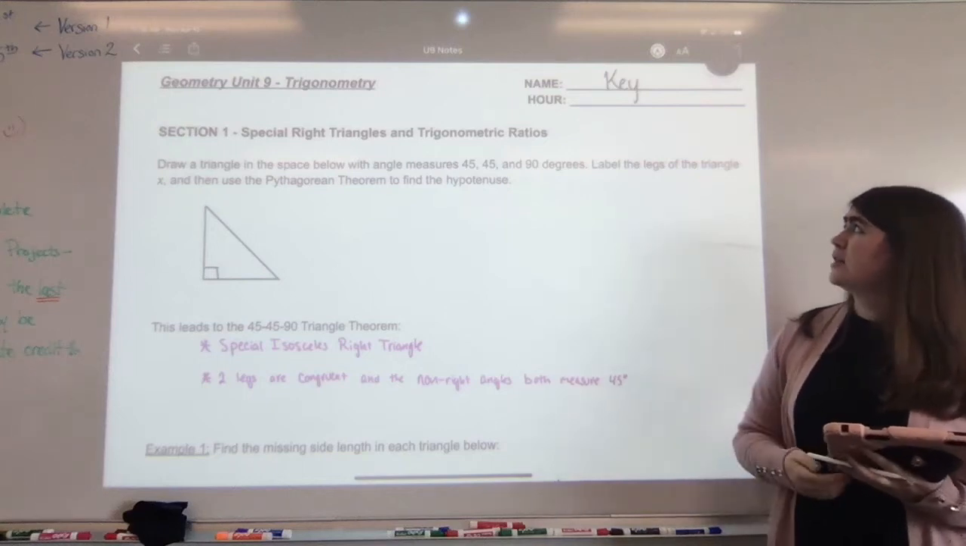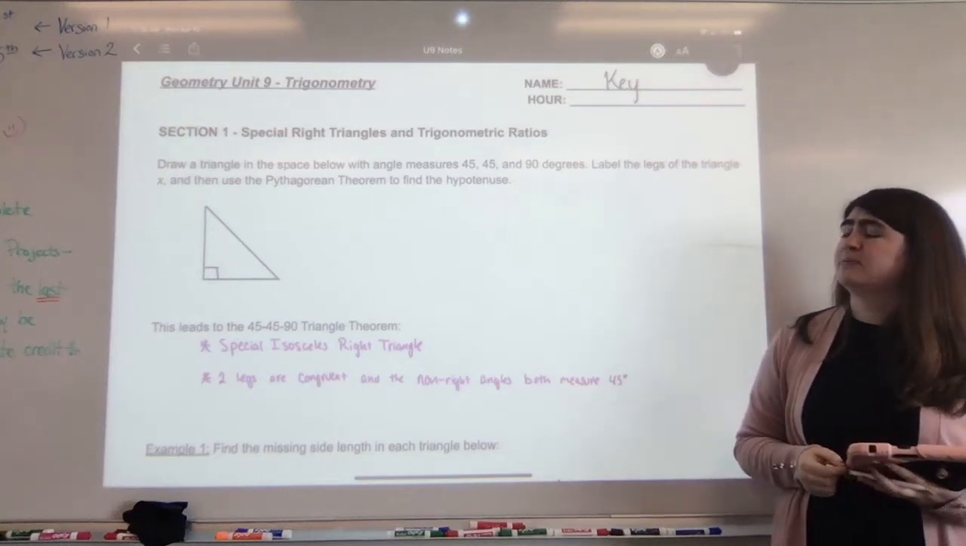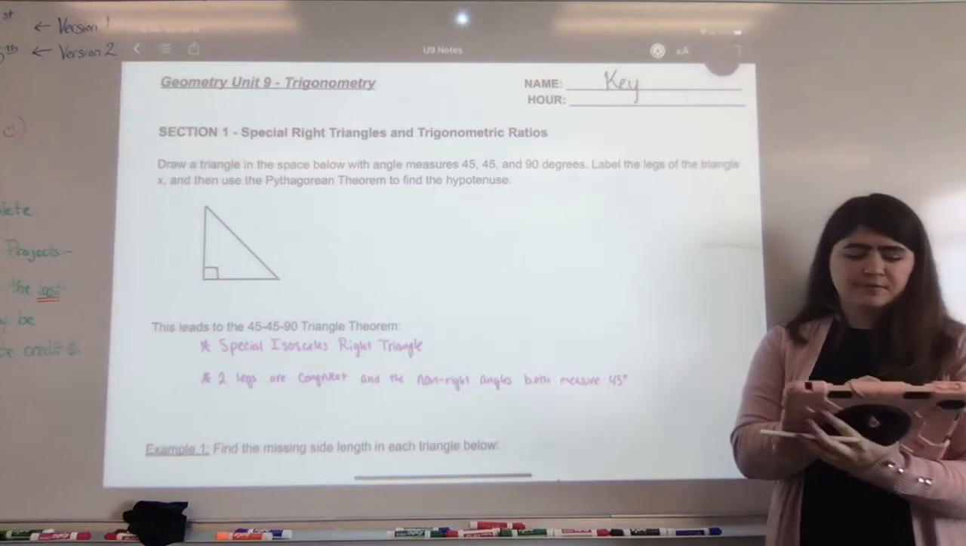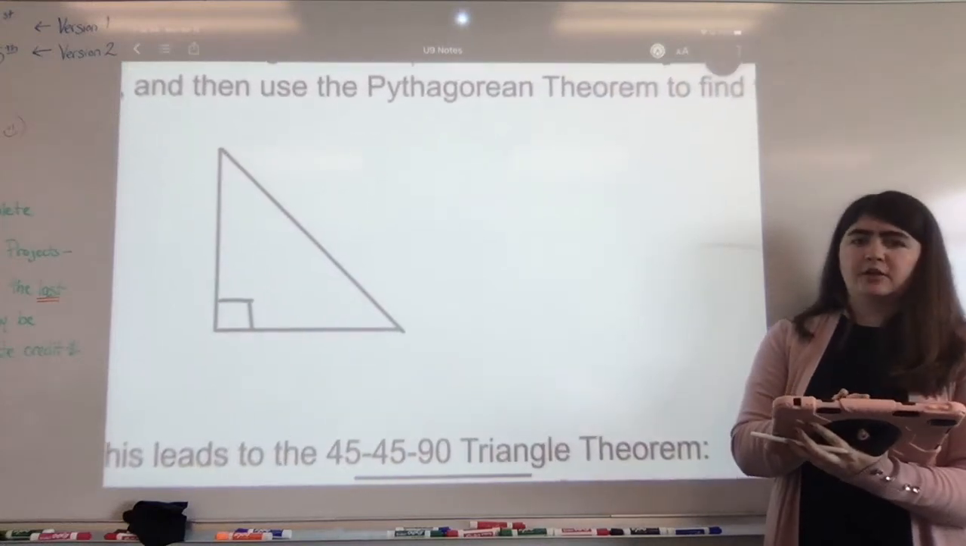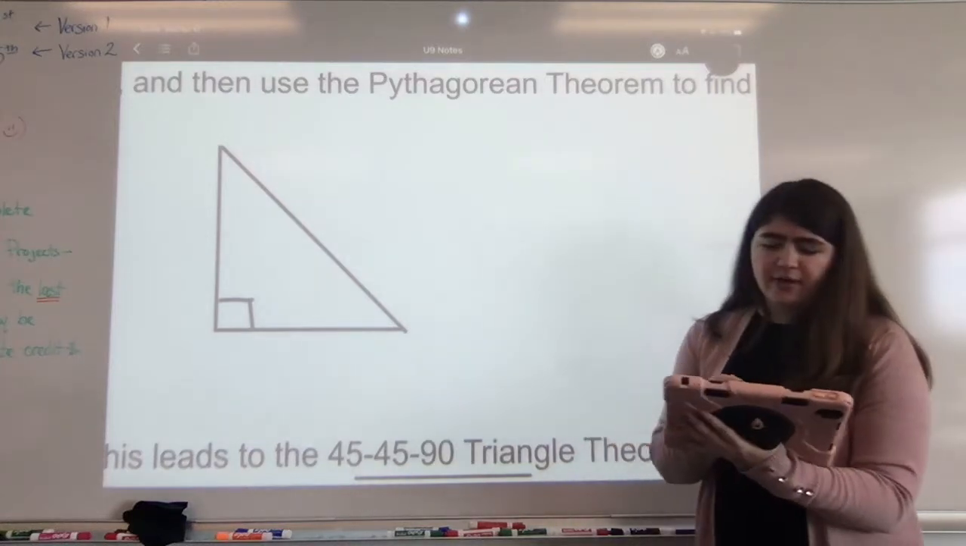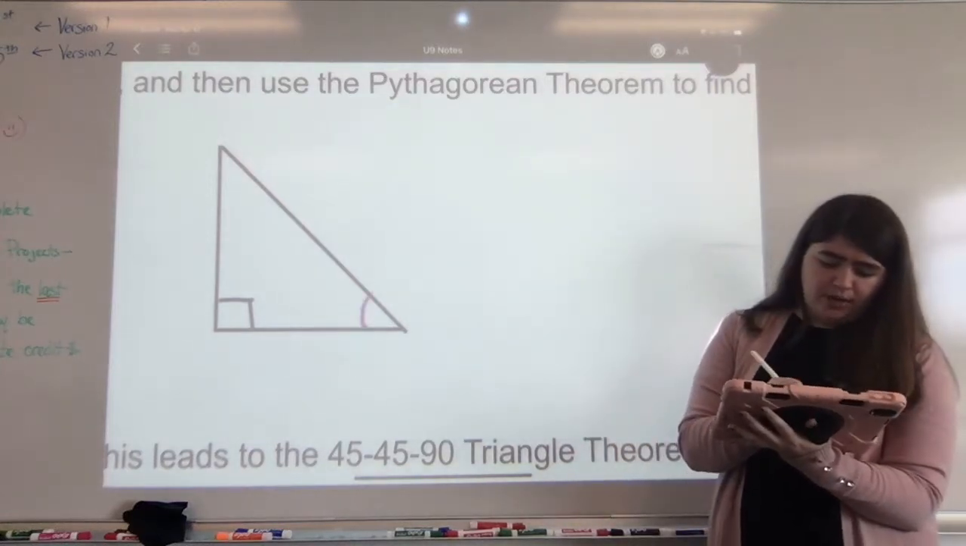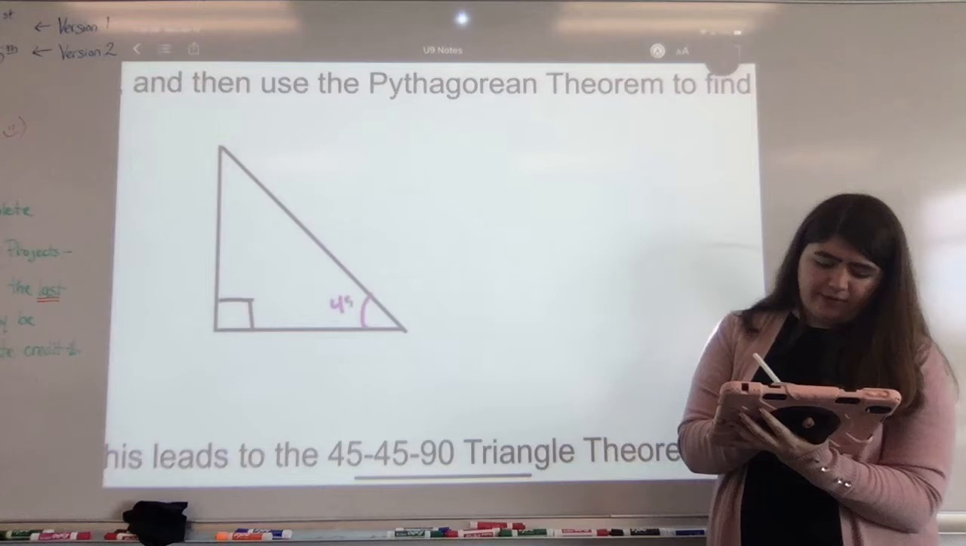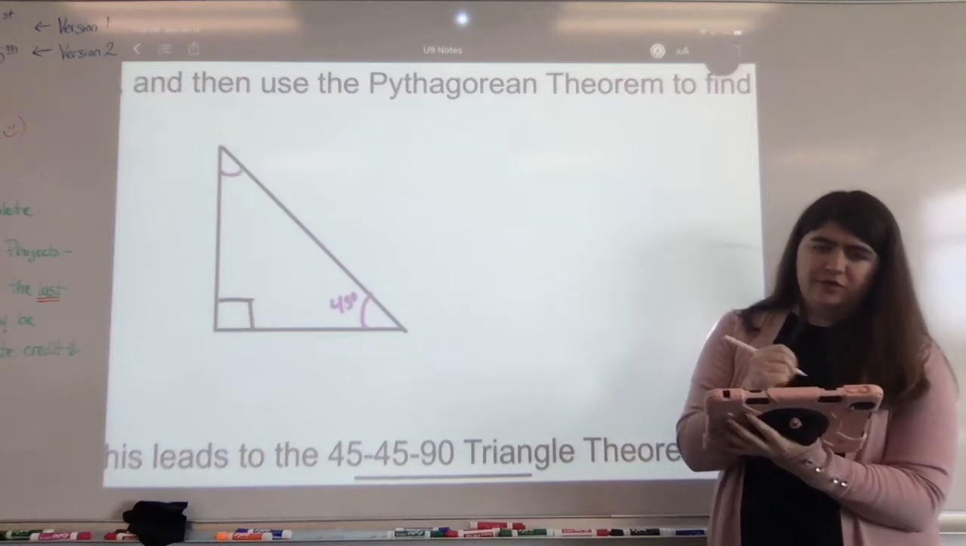degrees. Label the legs of the triangle x, and then use the Pythagorean Theorem to find the hypotenuse. So I already drew this triangle here, and you'll need to take a second and sketch this out. And this is a 45, 45, 90 triangle. So I'm going to label my angle measures here. So I have 45 degrees and 45 degrees.